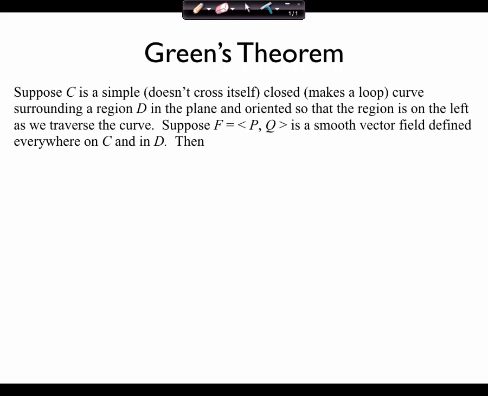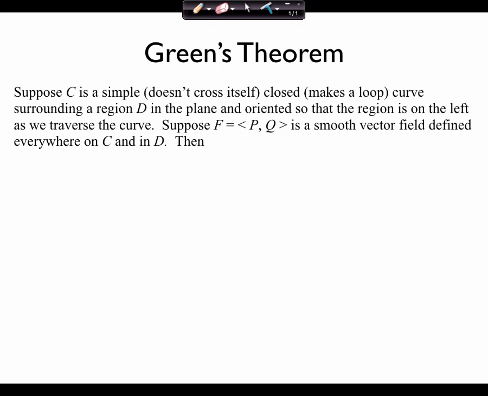It's oriented so that the region is on the left if you were to walk along the curve. The interior of the loop would appear to your left. Is that counterclockwise or clockwise? Counterclockwise. And F is a smooth vector field defined everywhere on C and D.